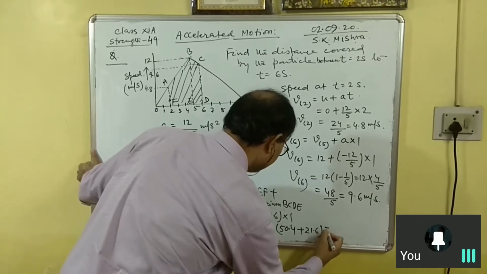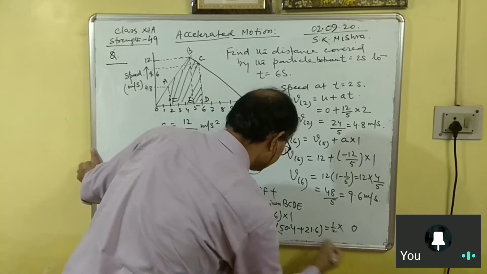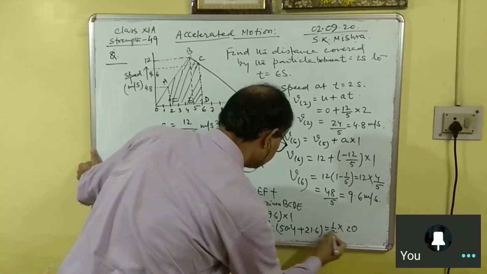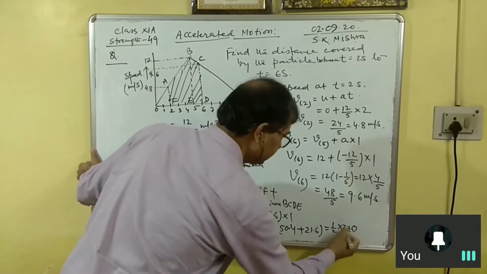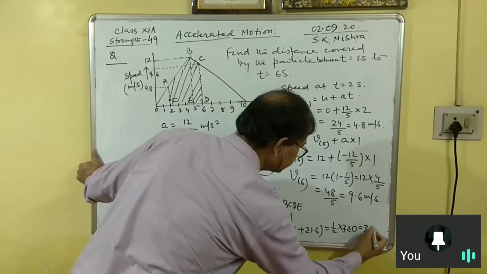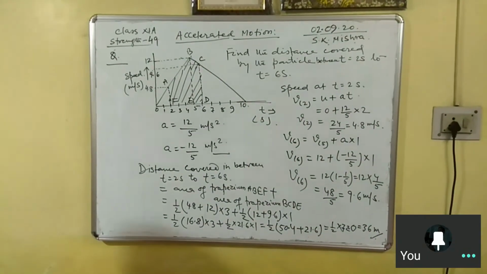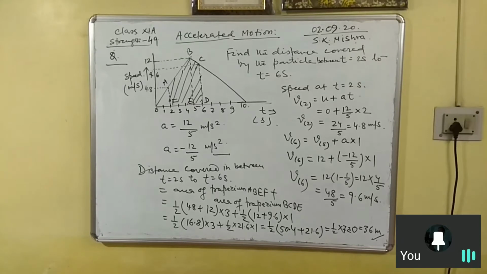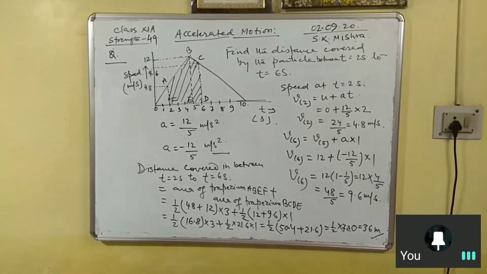So how much is it? Half into this part is 72.0. So if you divide it, this is 36 meter. Is the total distance covered? 36 meter. So the distance covered in between t is equal to 2 second to t is equal to 6 second is nothing but 36 meter.